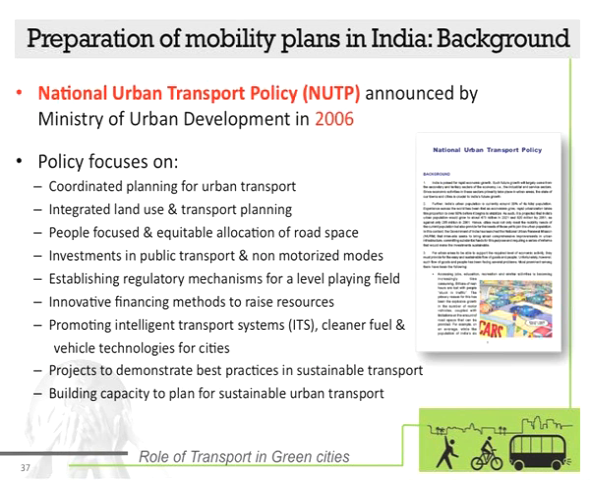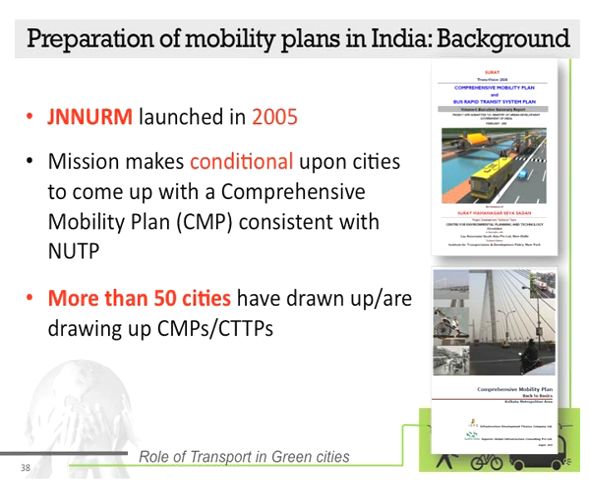In 2006, the Government of India, the Ministry of Urban Development, announced the National Urban Transport Policy. The focus was on promoting a lot of the sustainable mobility parameters, indicators that I talked about. And as many of you would know, the Jawaharlal Nehru National Urban Renewal Mission was launched around the same time, in fact a year earlier than the National Urban Transport Policy. So after the policy was announced, the mission made it conditional upon cities to come up with comprehensive mobility plans, which are consistent with the National Urban Transport Policy.